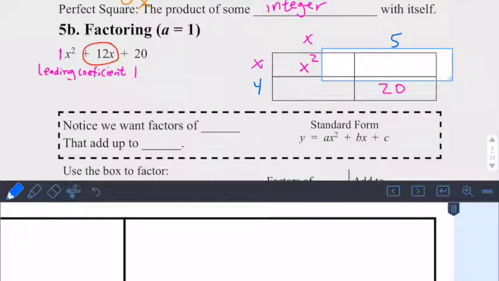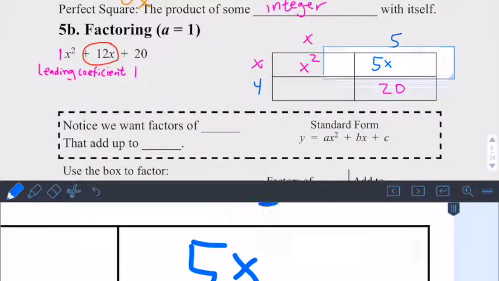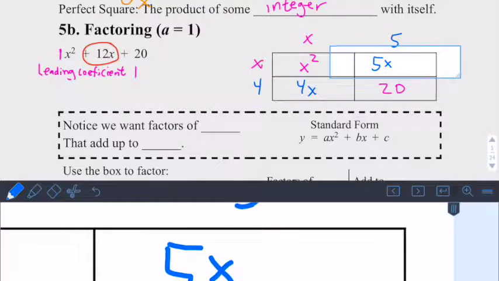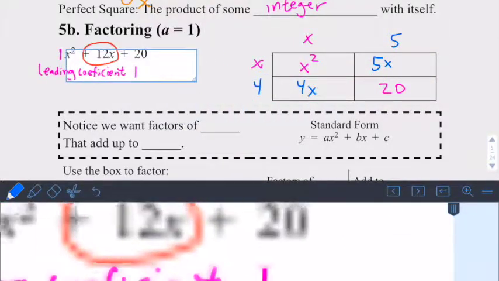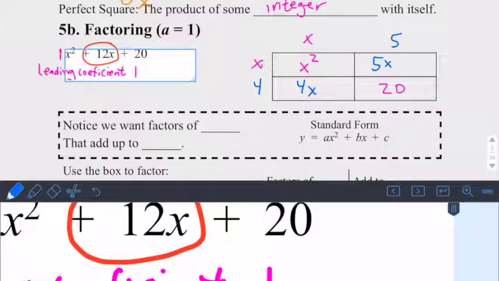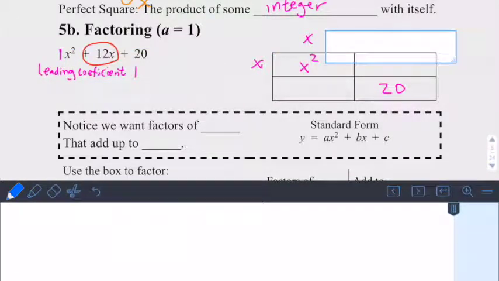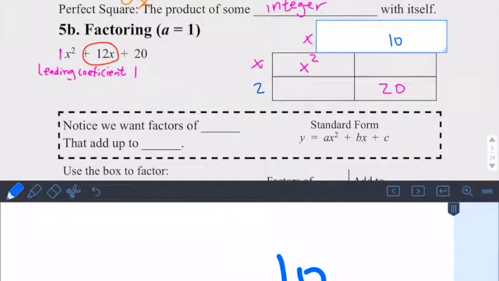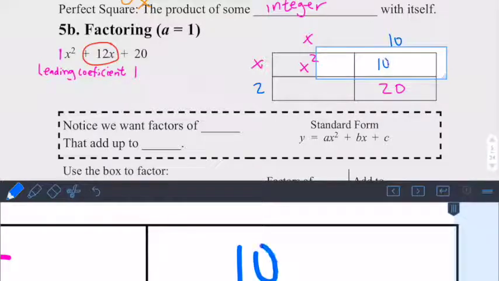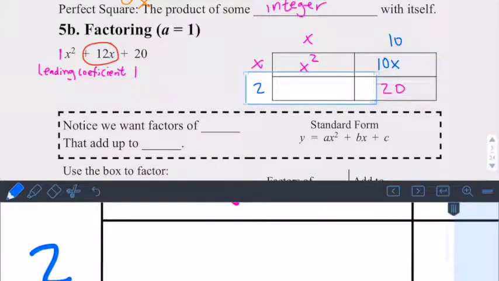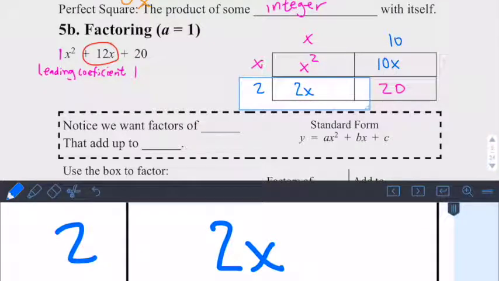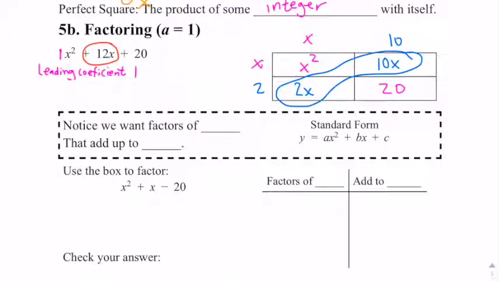That works. But then we got 5x from 5 times x and 4 times x. 5x plus 4x is 9x. That does not work. So those are not going to work. But what I can do that will work is 10 times 2. 10 times x is 10x. x times 2 is 2x. 10x plus 2x is 12x, like we want.